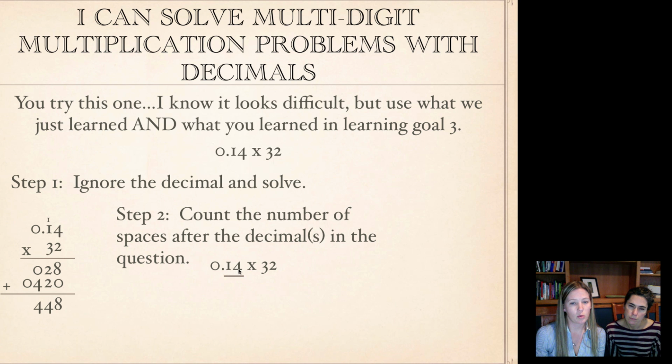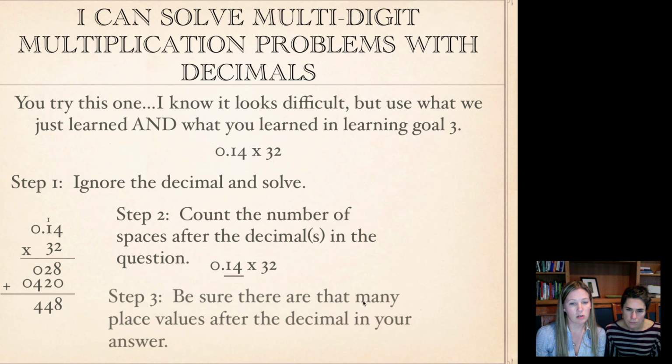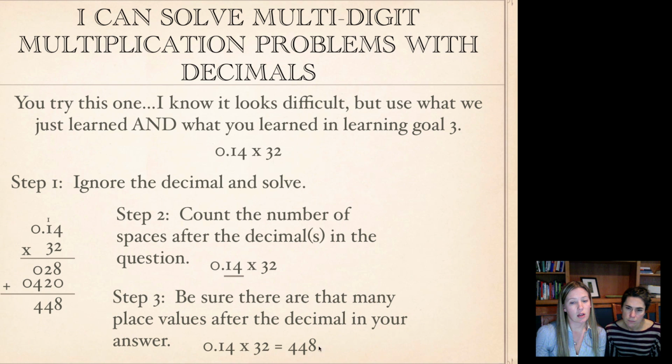The question has 0.14, so I've got 2 place values after it. So if I look at my answer, I've got 448, I need to have 2 places after it. So these 2 right here, and then I've got my decimal. So you should have gotten 4 and 48 hundredths as your answer. So again, a little bit harder, but only because the multiplication is harder, not necessarily because of the decimals. The decimal really isn't that hard if you just ignore it. You just have to remember it. I think that's what's tricky sometimes.